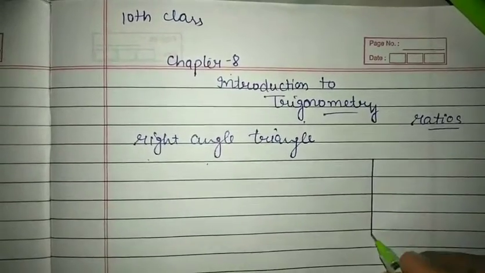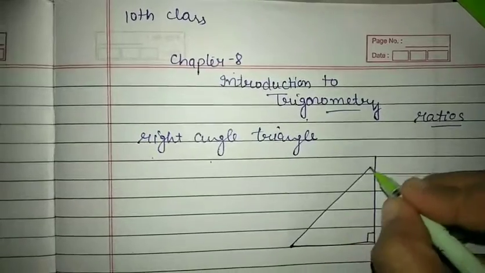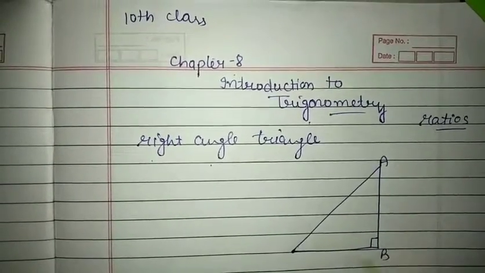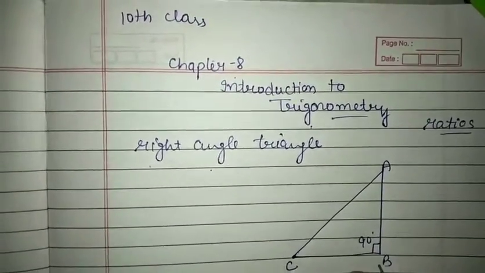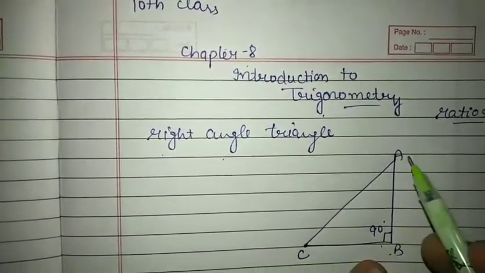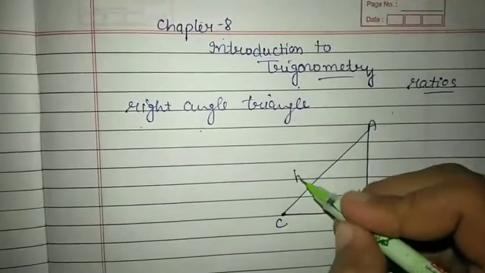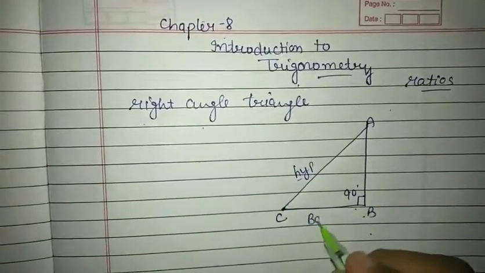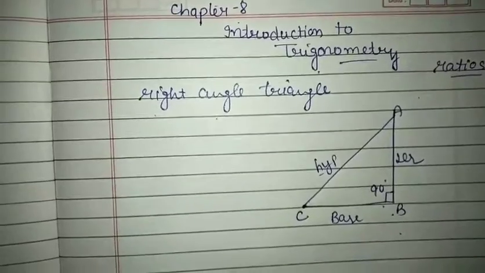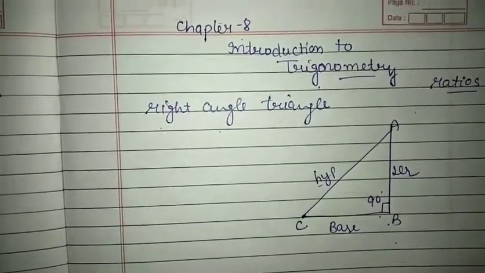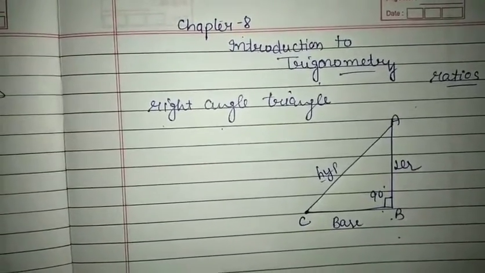A triangle which has a 90-degree angle is called a right angle triangle. You can see in this triangle that the angle B is 90 degrees. So this triangle is called a right angle triangle, and this is called hypotenuse, this is base, and this is perpendicular. You also have to know this because there is a use of this also to find these trigonometric ratios. These are sine, cos, tan, etc.